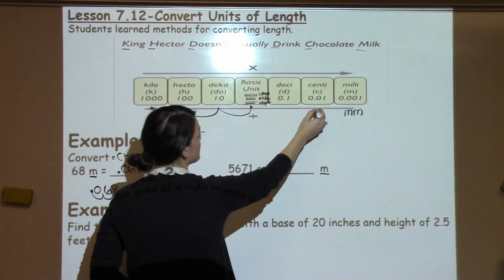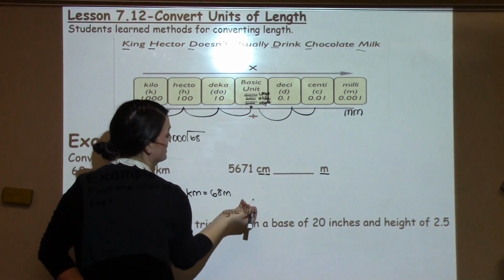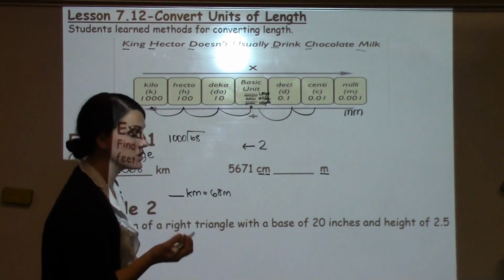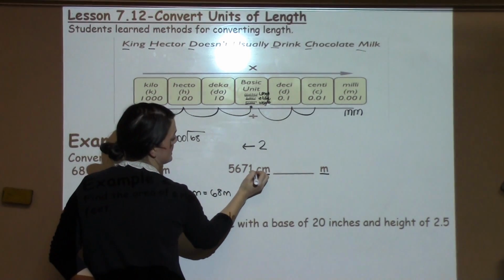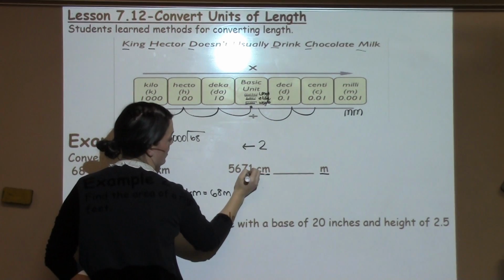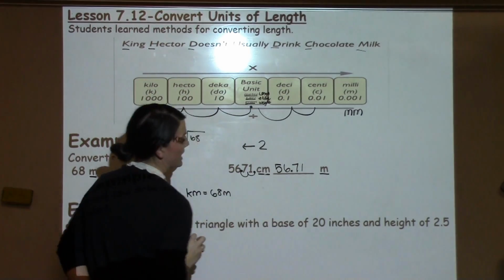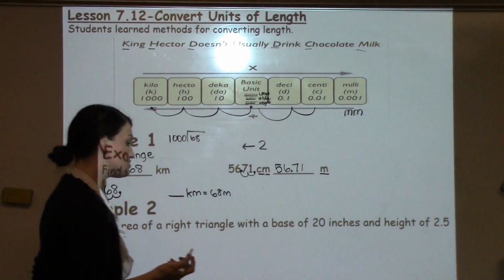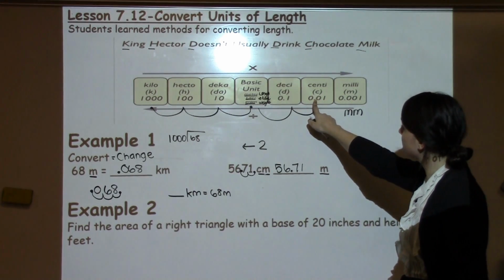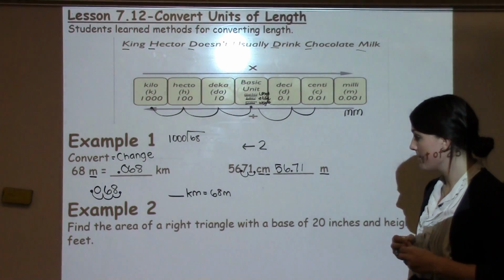I'm moving from centimeters 1, 2 spots to the left. I'm getting smaller. So I want to move 2 spaces this direction to go from centimeters to meters. My decimal is at the end because it's a whole number, so I'm going to move 2 spots this way, 1, 2, for a final answer of 56 and 71 hundredths. If your student does not quite understand that portion, they could divide by 2 spots and actually do the math if they'd like.